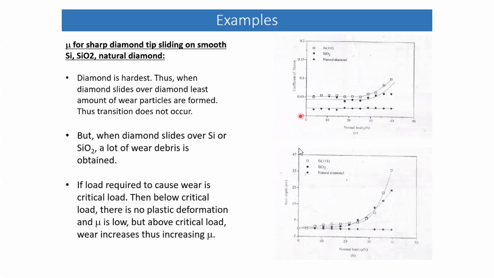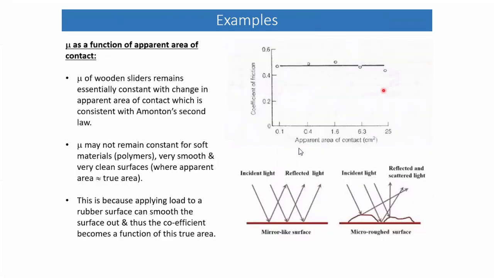But when diamond slides on silica, debris is created because silica is softer, but this debris is not spherical, and therefore it blocks the sliding motion, and when we increase the load, the coefficient of friction actually increases. Finally, we said that the coefficient of friction is not dependent on the apparent area of contact. This is true, for example, for wooden sliders, as shown in this case. But in certain instances, like soft materials such as polymers that have very smooth and clean surfaces, the apparent area can actually become equal to the true surface area, in which case the mu can depend on the true surface area. But for other materials, it does not.